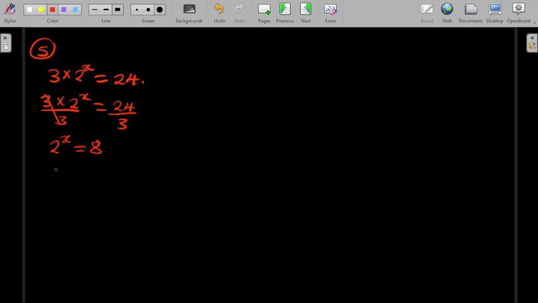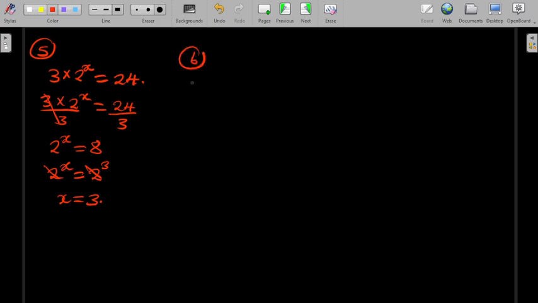Now here we'll make the bases the same. So I have 2 to the power x equals 8, and 8 can be written as 2 to the power 3. So the bases cancel, then we have the value of x, which is equal to 3.